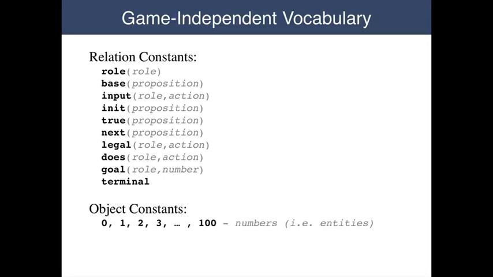GDL has no game-independent function constants. However, there are 101 game-independent object constants in GDL, namely the base 10 representations of the integers from 0 through 100 inclusive: 0, 1, 2, 3, and so forth, up to 100. These are included mostly as utility values for game states, with 0 being low and 100 being high.